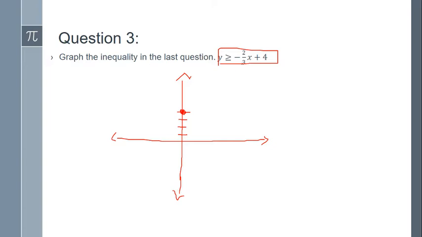Then we're going to use our slope to get another point. So I kind of think of this one this time as negative 2 over 3. Remember, this is the rise in the numerator over the run.